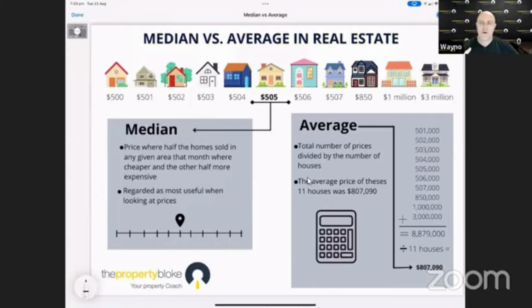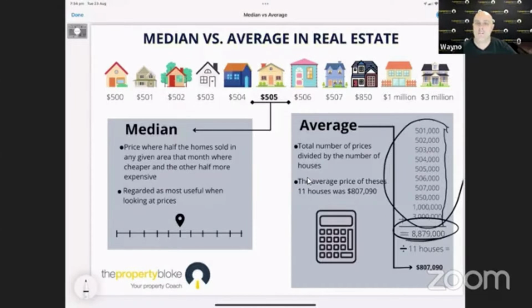An average price is very simple. You'll see down the side here, everything you see down here, they add all that up, and they get to this figure here, $8,879,000. Now there are 11 houses in this diagram. So they simply divide that by 11 and come up with an average price of an area of $807,000. If you were looking at averages, and a part of me wishes they did do averages, it's a bit more of a longer term view of a pocket or an area, which you can work out yourself.